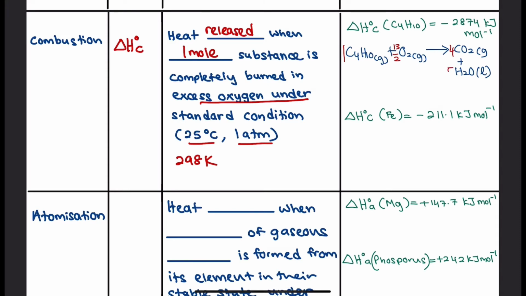in front of water. Now that we have a balanced chemical equation, turn it into a thermochemical equation by writing the enthalpy value along with it, which is delta H combustion equals negative 2874 kilojoule per mole. How can we interpret this? For every 1 mole of C4H10, 2874 kilojoule of heat is being released.